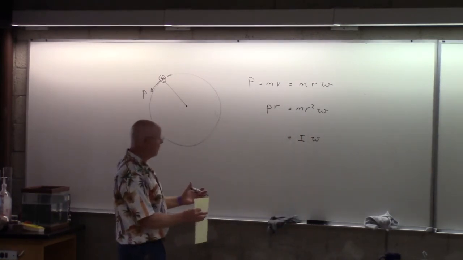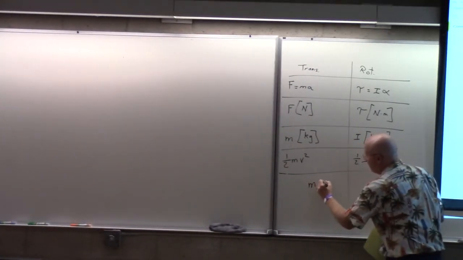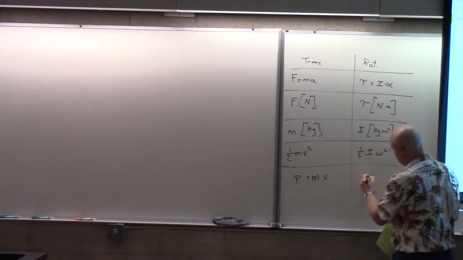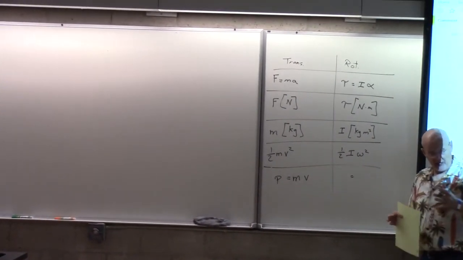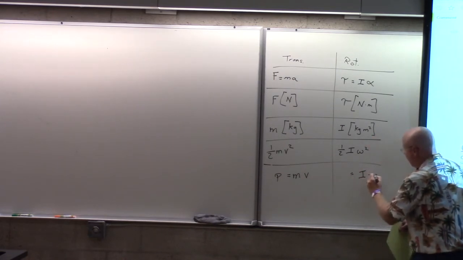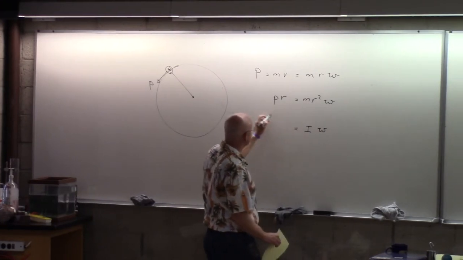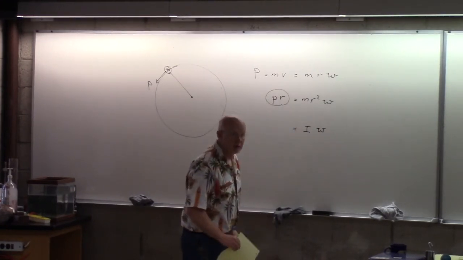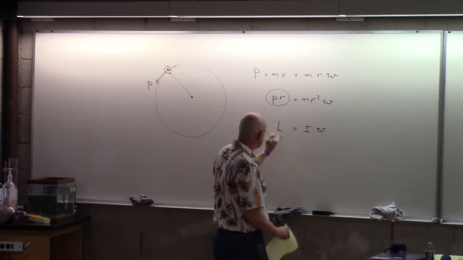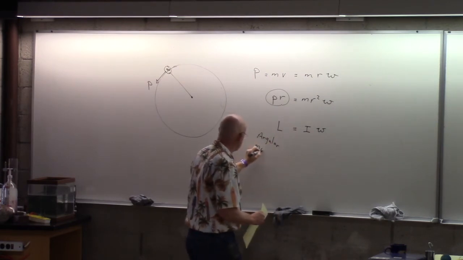And that could be extremely useful. I'll put it in the comparison chart over here, right? We had, for translational motion, mv is equal to linear momentum. And to help with the analogy, in place of m, I'll put I, and in place of v, I'll put omega. And so I would argue here that this is something interesting. And this is what we're going to give a symbol L for, and we're going to call it then the angular momentum.